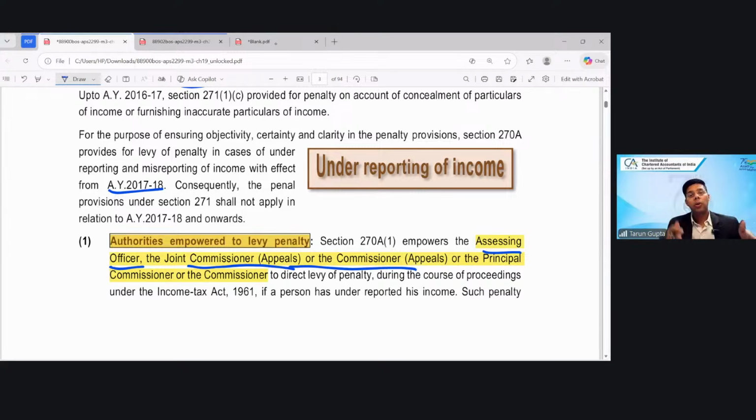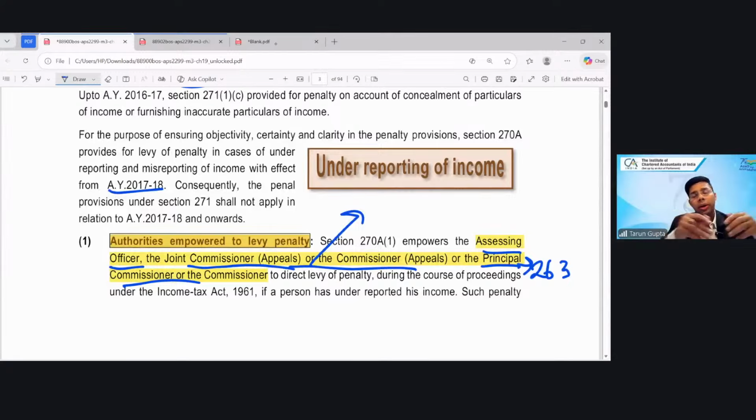Now, the part of the income which is enhanced by the JCIT appeal or CIT appeal, they will propose the penalty on that income. The Principal Commissioner or Commissioner can also increase the income of the assessee under section 263. We discussed this in the last class, revision. So if they are increasing the income of the assessee under section 263, then they will propose the penalty on the addition made by that.